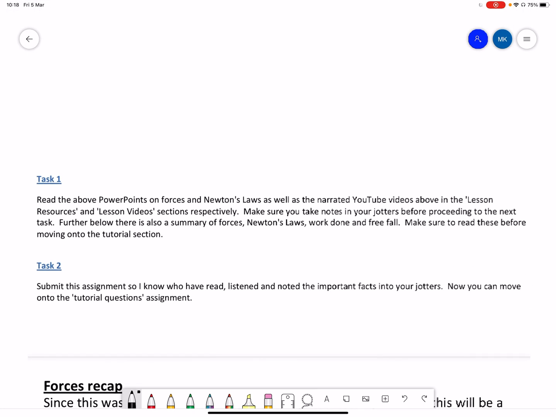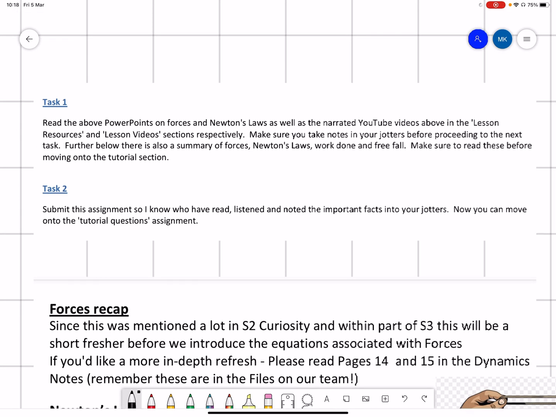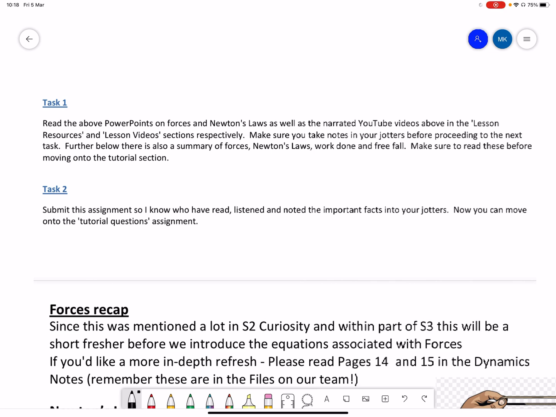task 1 is read the PowerPoints, listen to this video. Please take notes in your jotter. There's going to be things that you don't know. It's not all going to be recap from S3. There's going to be some new processes in there, so take notes in your jotter as you go along. And once you've done that, submit this assignment so Miss Murray and I know that you've read, listened, understood, and noted facts in your jotter, and then you can move on to the tutorial questions plus the past papers afterwards.